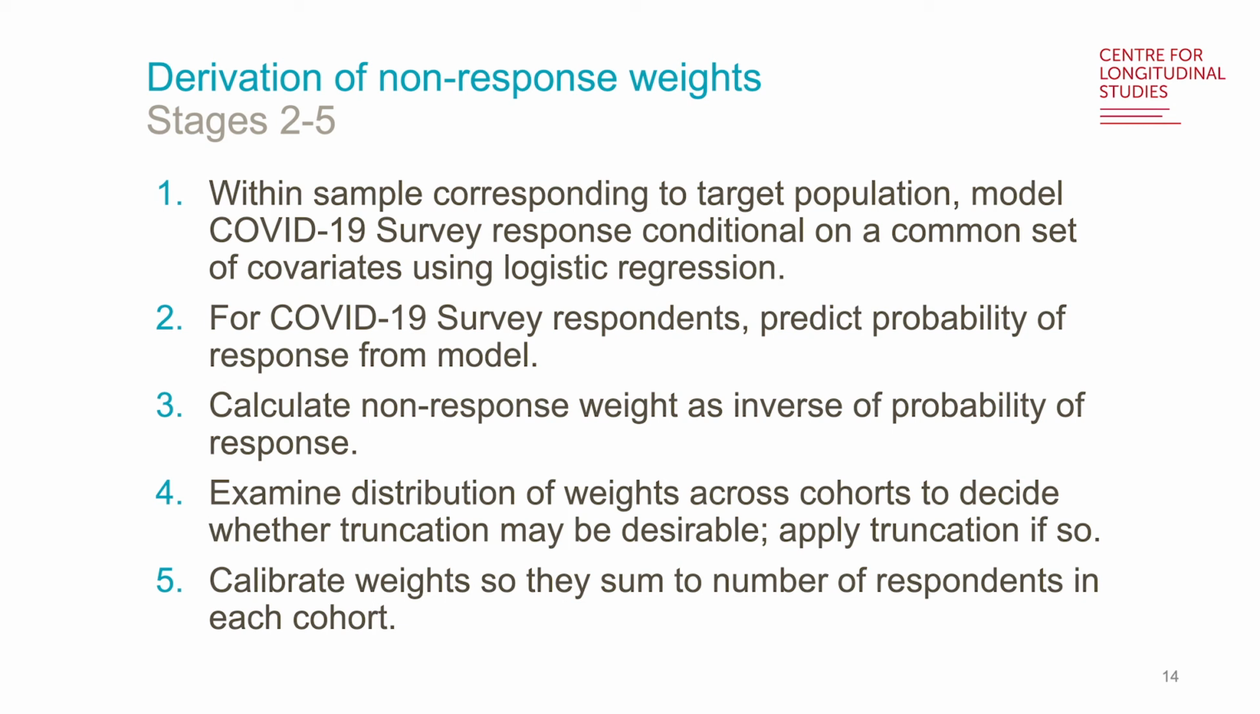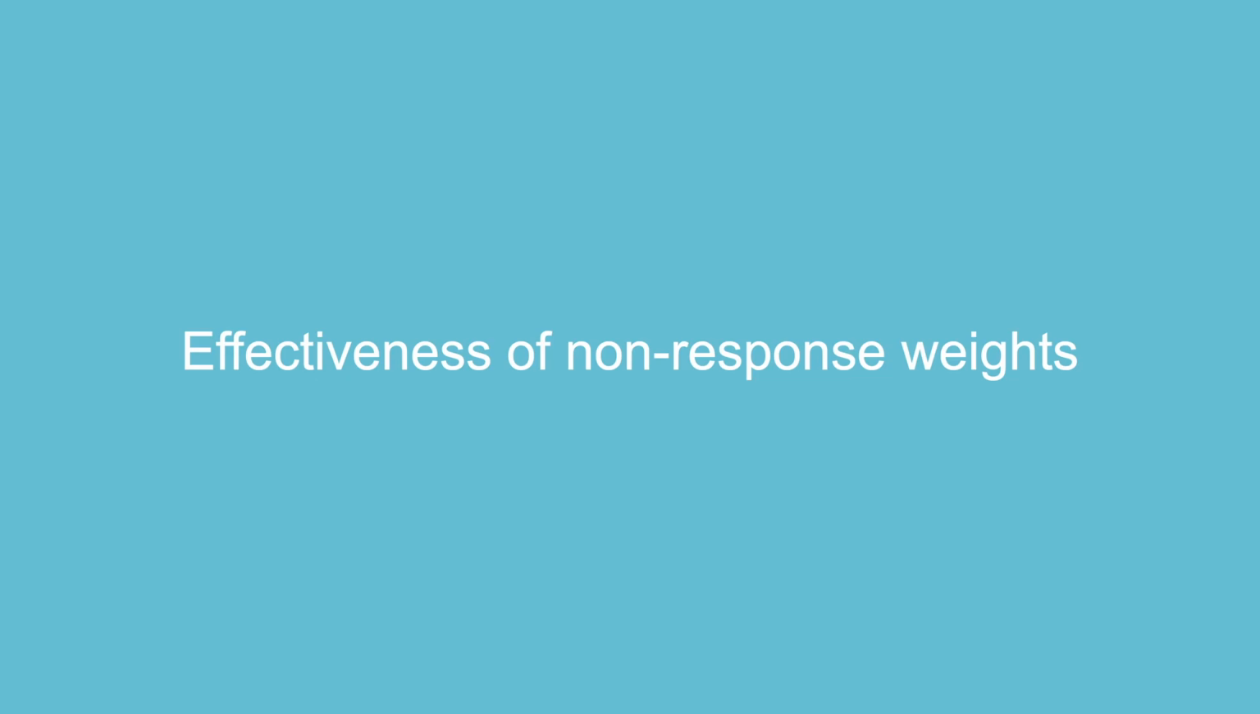We found that truncating the weights at 50 still allowed us to remove the majority of bias, but to maximize the level of precision relative to untruncated weights. So all of the weights within each cohort were truncated at 50. And then in step 5, we calibrated the weights, as I said previously.